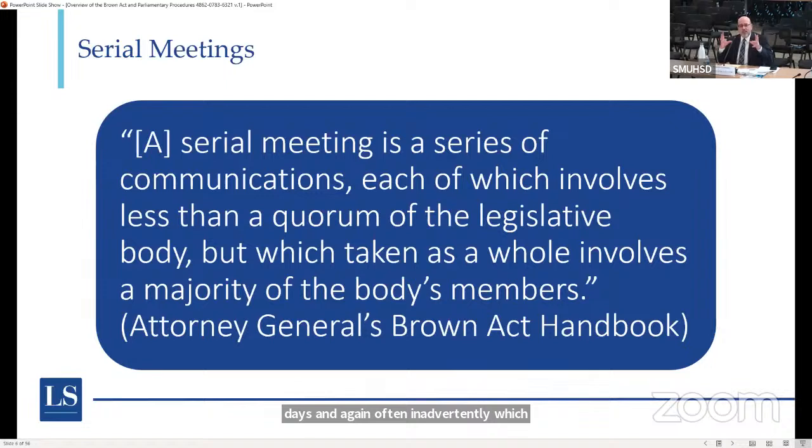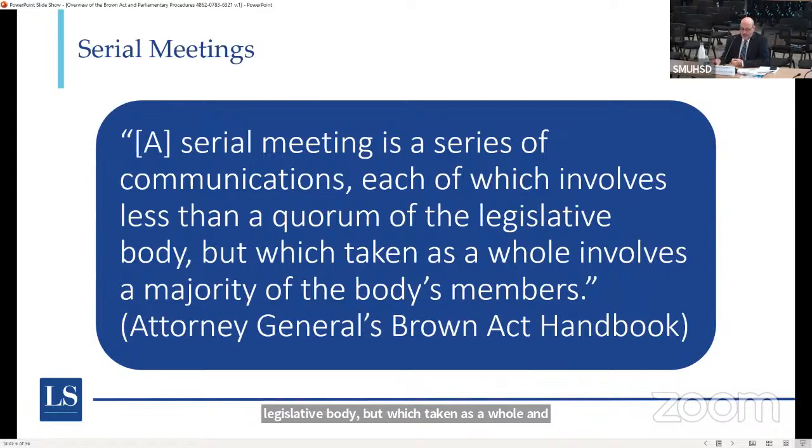And for years, when I did this slide, I always had a picture of 2 boxes of cereal talking to each other. And I finally decided I'm going to retire that. So I'm actually quoting something more serious. This is from the Attorney General's Brown Act Handbook, which is a great handbook, which is also outdated by like, I don't know, 19 years. But it's got this great quote in it about a serial meeting: a series of communications, each of which involves less than a quorum of the legislative body, but which taken as a whole involves a majority of the body's members.